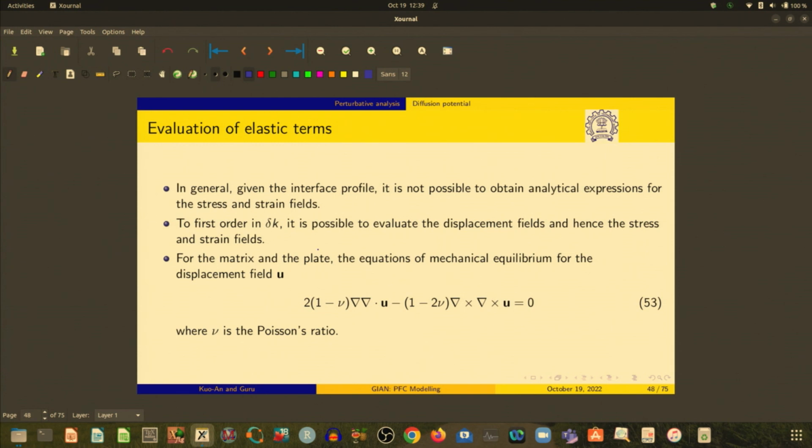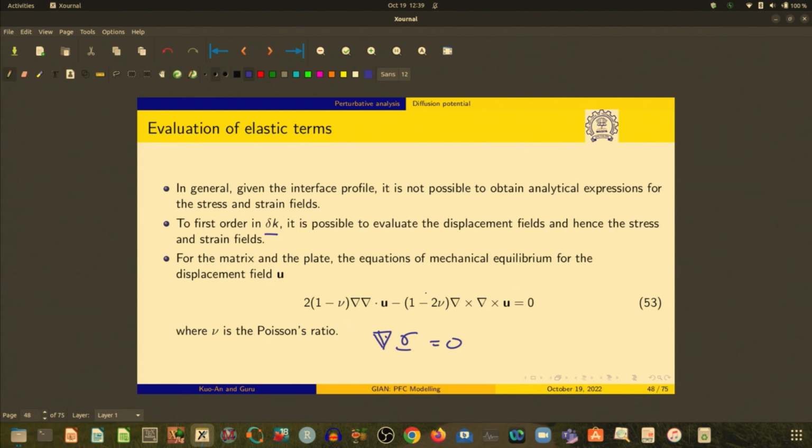But you can get displacement fields and evaluate it to first order in del k. Using that you can get approximate strain and approximate stress to first order for the perturbed interface. To do that, we have to solve the equation of mechanical equilibrium. You saw the equation of mechanical equilibrium as del dot sigma equal to 0, right.